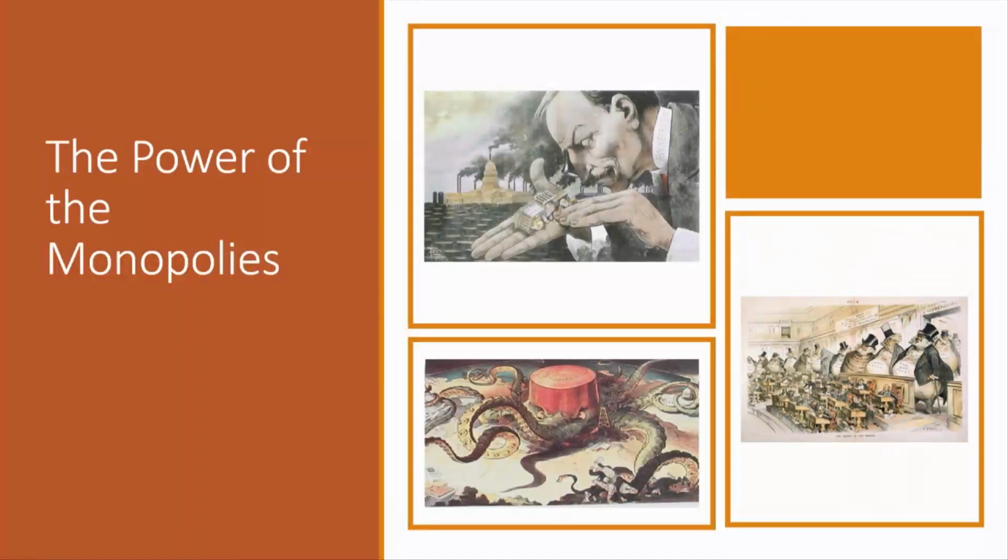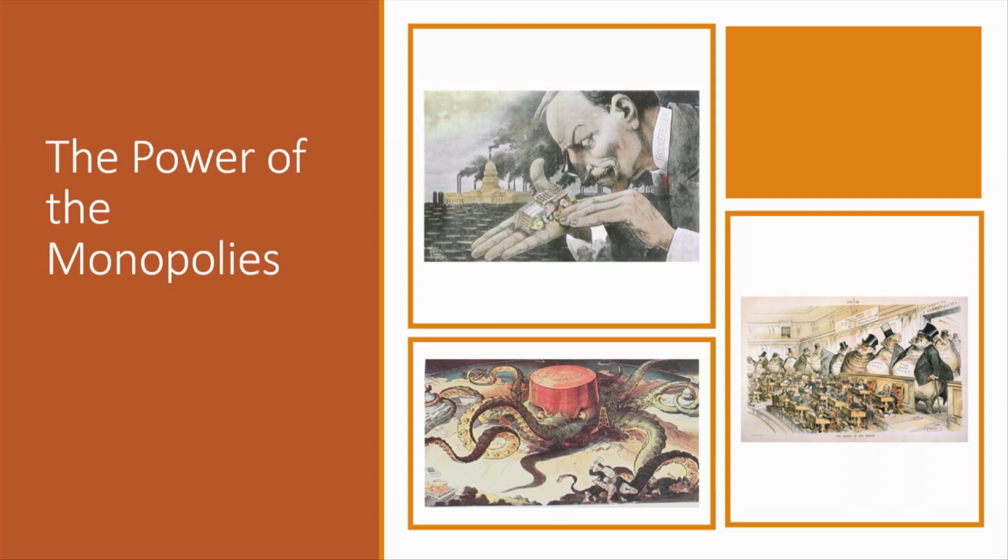They controlled all aspects of an industry. They crushed ruthlessly any competition that dared to cut into their bottom line. Monopolies were tremendously powerful, tremendously influential. Because the monopolies were often controlled by one person or a couple of people or a family, those monopolists, those industrialists, had tremendous power, not only because of their wealth, but because of their political influence.